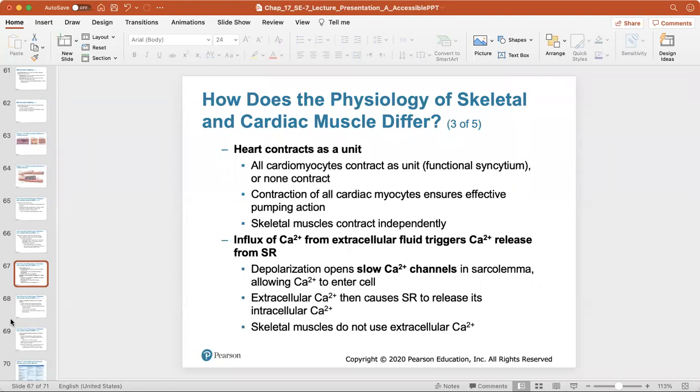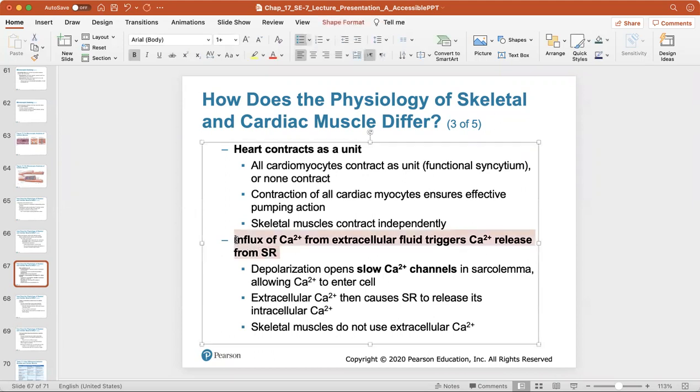The heart contracts as a unit, so all the cardiomyocytes contract together or not at all. The contraction of all cardiac myocytes ensures effective pumping action. Skeletal muscles, in response, will contract independently. An influx of calcium from extracellular fluid triggers calcium release from the sarcoplasmic reticulum in the cardiac cells. This depolarization opens slow calcium channels. Skeletal muscles, in comparison, do not use any extracellular calcium.